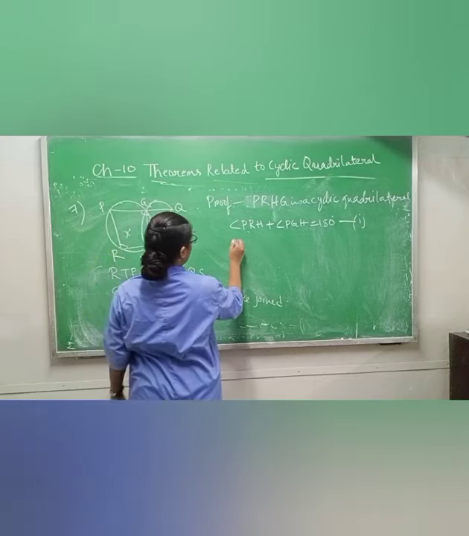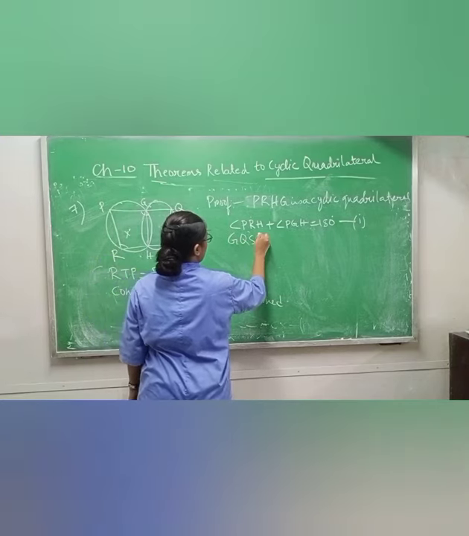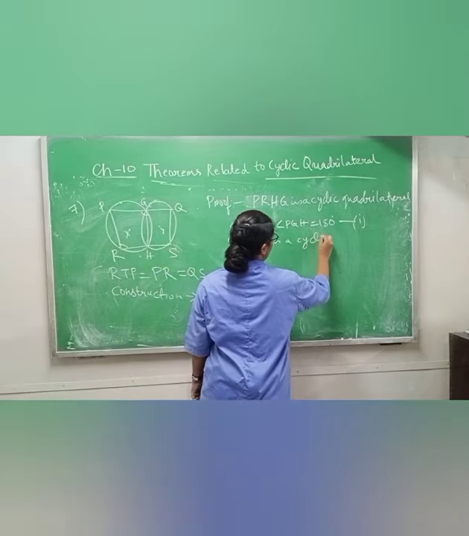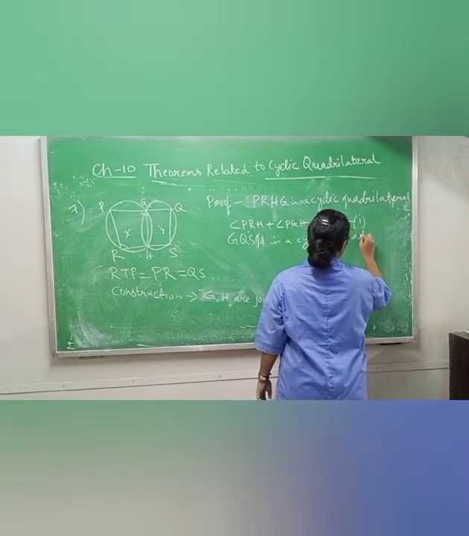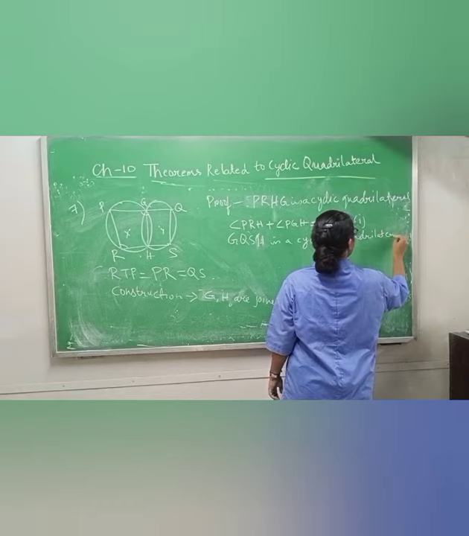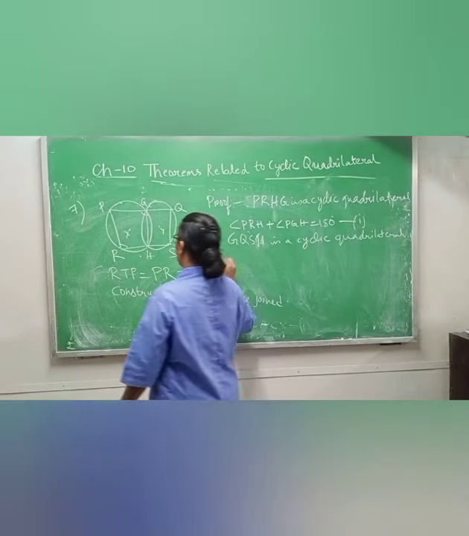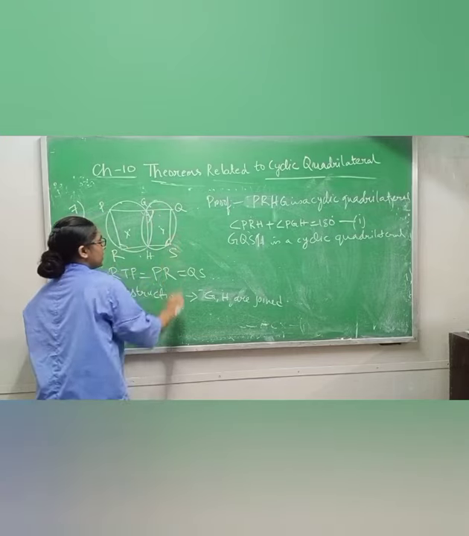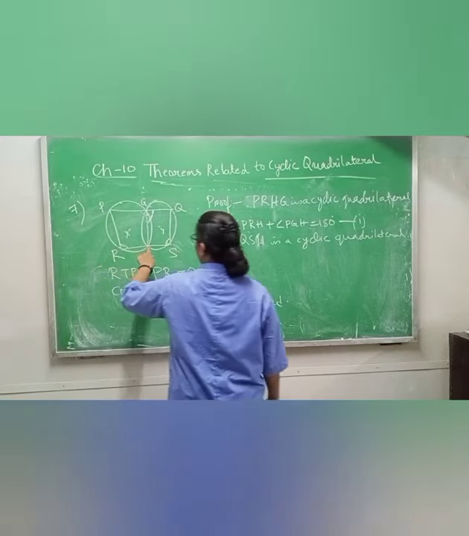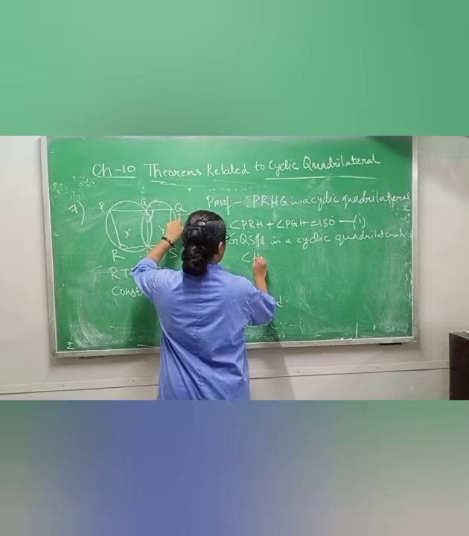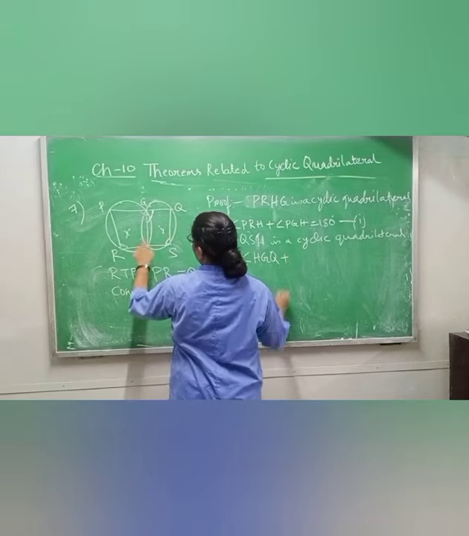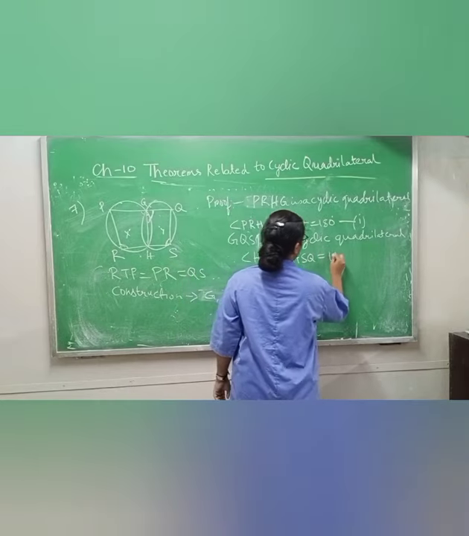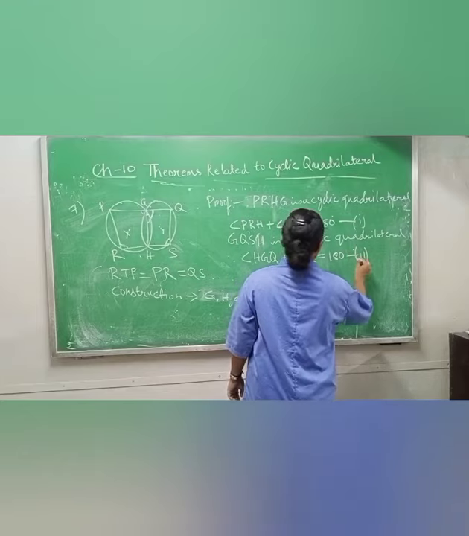HSQG or GQSH is a cyclic quadrilateral. Okay, therefore if this is a cyclic quadrilateral, we can say that the sum of these opposite angles will be 180 degrees. So what I am writing: angle HGQ plus angle HSQ equals 180 degrees, equation 1 and 2.